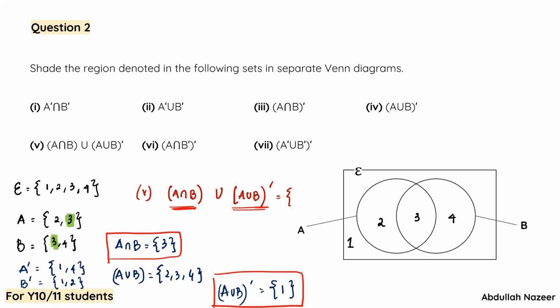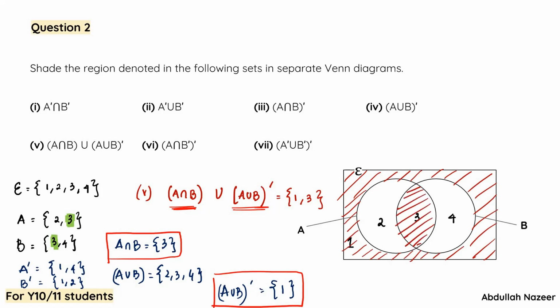What we need to do between these two sets is unite them. The operation is union. So if we unite these two sets, 1 and 3 put together gives me 1, 3. Let's write that down: 1, 3. Therefore the region that belongs to this set is the region that belongs to the numbers 1 and 3. I'm going to shade 1 first, then 1 and 3. So 2 and 4 should be left unshaded. Alright, so let's move on to the next question now.